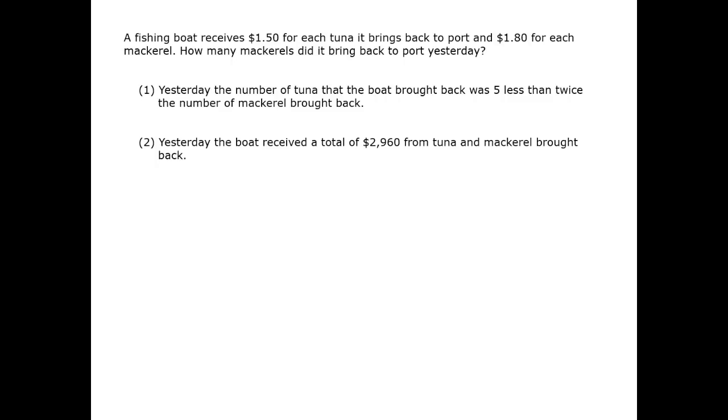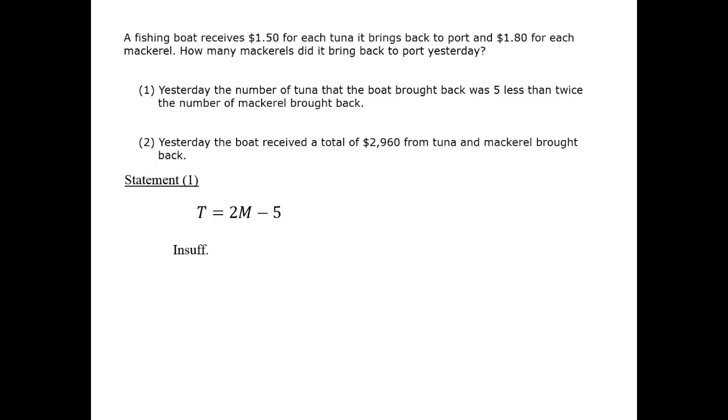Let's go on to the statements, which we'll look at separately first, as always. The first statement gives us the following equation: t equals 2m minus 5, if t is the number of tuna and m is the number of mackerel. This is a great equation, but we have only one equation and we have two variables. So the first statement is insufficient.